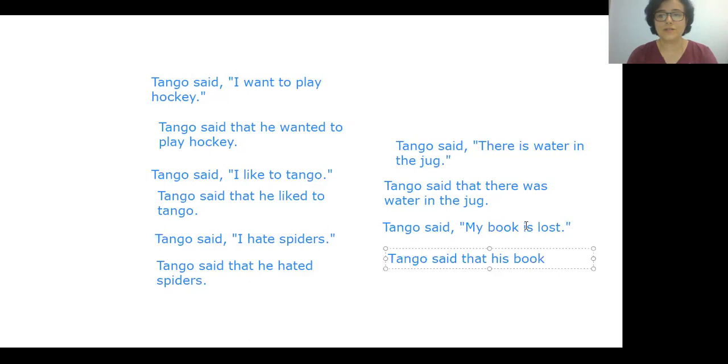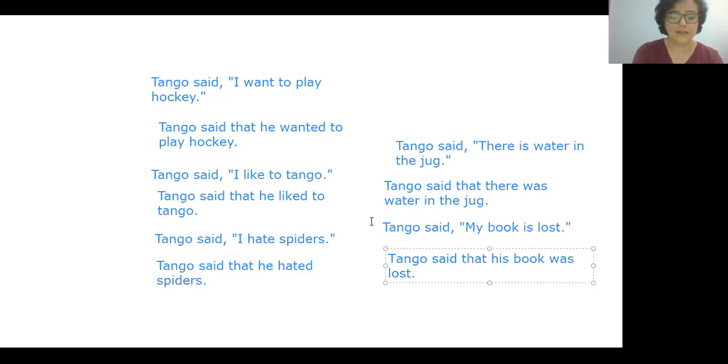And now it's time to change this verb over here. Is is present tense, so "is" becomes "was", lost, full stop. Tango said, "My book is lost." Tango said that his book was lost. Done. Let's try one last one before we end for today.